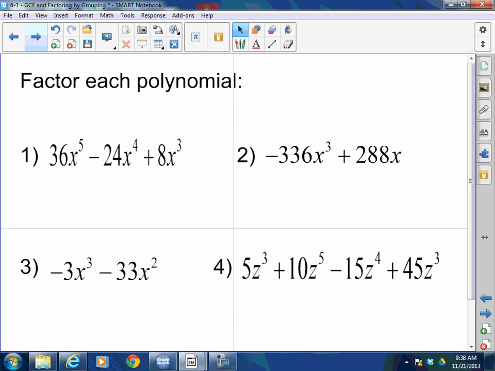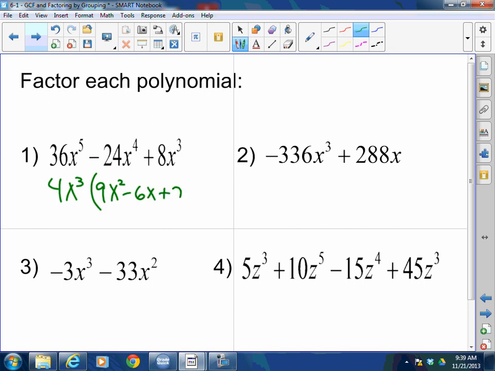Let's do this. Okay. I got 3 terms here, so am I going to group it? No. Let's see if I can factor out a GCF, though. Can I take anything out of here? Is there a GCF here? I could take 8x to the... 8 doesn't go into 36. Exactly. 4x cubed. Very good. So it's going to leave me with 9x squared minus 6x plus 2. Done. Bye-bye. Have a good day.